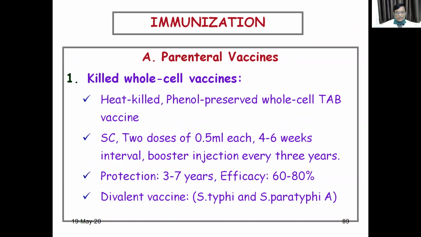Now coming to immunization, we have the heat-killed phenol-preserved whole cell TAB vaccine. You have to give it by subcutaneous route, 2 doses of 5 ml each with a 4 to 6 week interval. A booster injection every 3 years. Protection 3 to 7 years, say 10 years. Efficacy is 60 to 80%. And we have divalent vaccines also, S typhi and paratyphi A, because as I told you, in India S typhi is very common. Then among paratyphi, S paratyphi A is common.